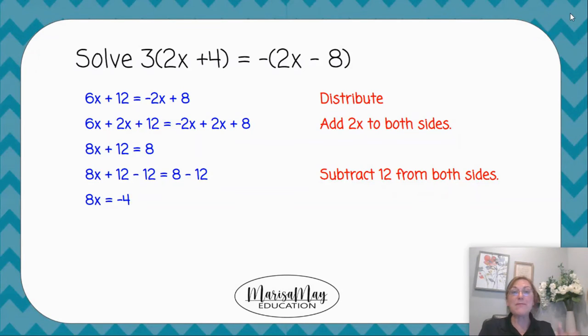And now we have to look at 8x. We ask ourselves, what's happening to the variable? It's being multiplied by 8. So we do the opposite of what you would normally think. The opposite of multiplying by 8 is to divide by 8. And so we'll divide by 8 on both sides, and I get x equals -4/8, or x equals -1/2.